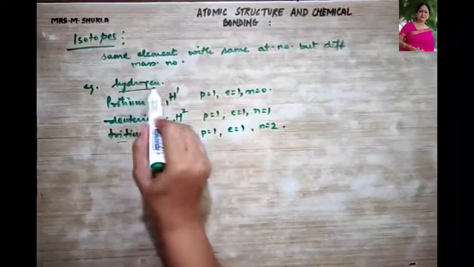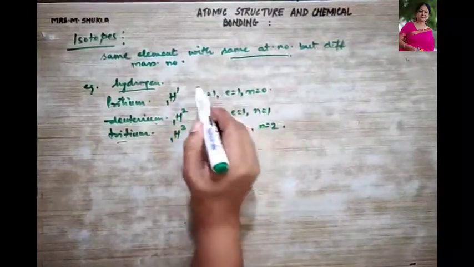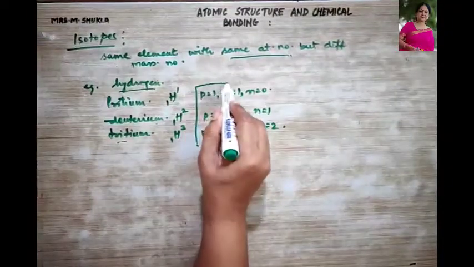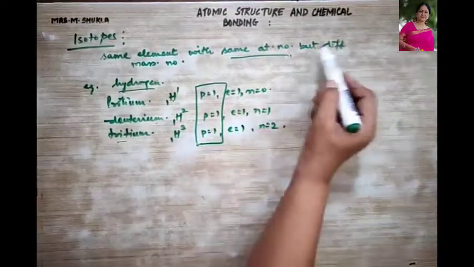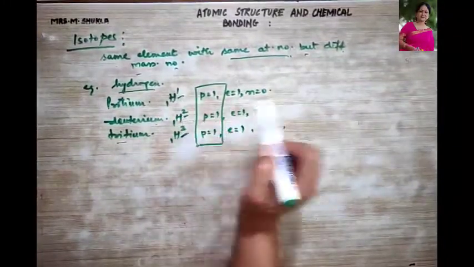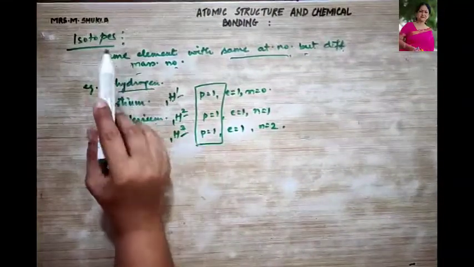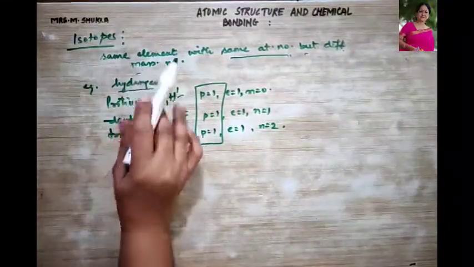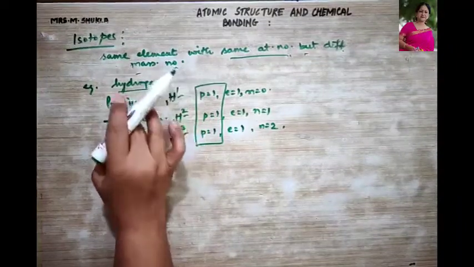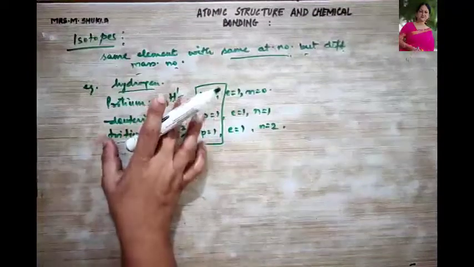So what did you see over here? This is the same element, hydrogen, I am talking about, with same atomic number. Atomic number is equal to number of protons. The same atomic number but different mass number. Mass number differs 1, 2 and 3. So such elements are termed as isotopes. They have similar chemical properties. All these 3 hydrogen atoms have similar chemical properties.